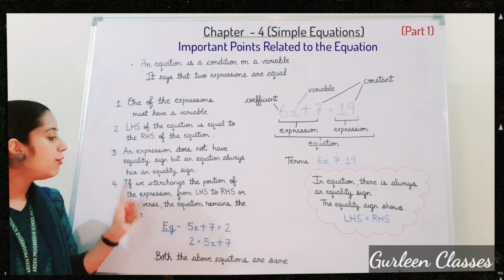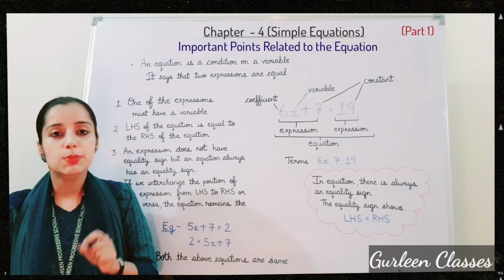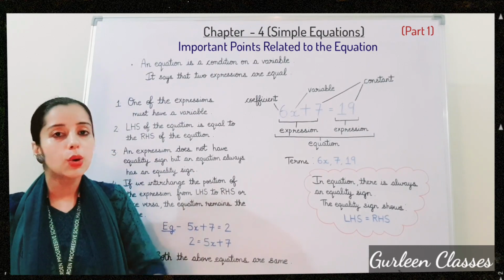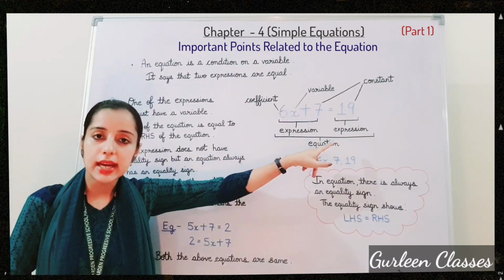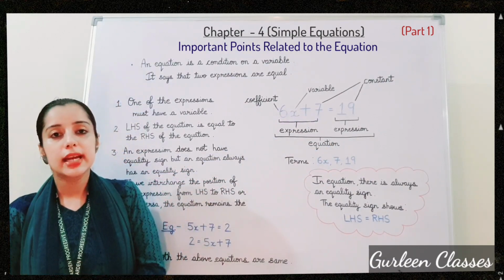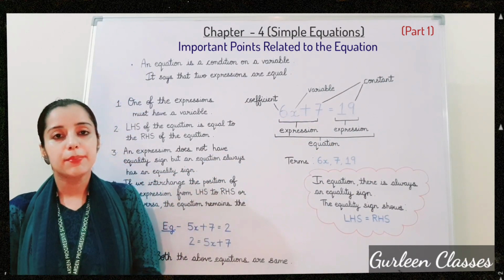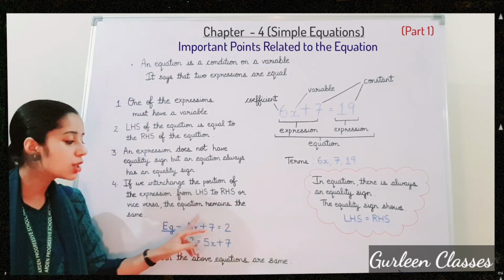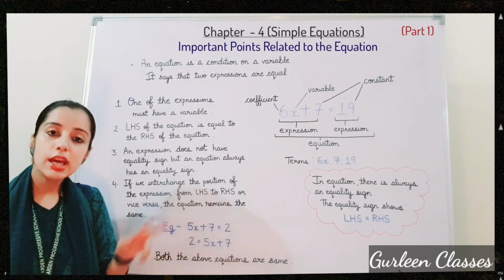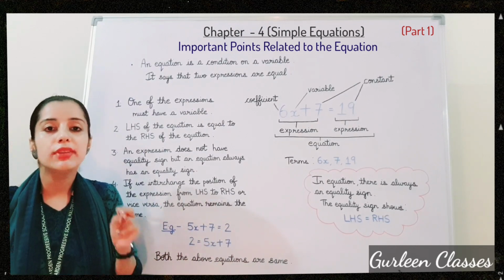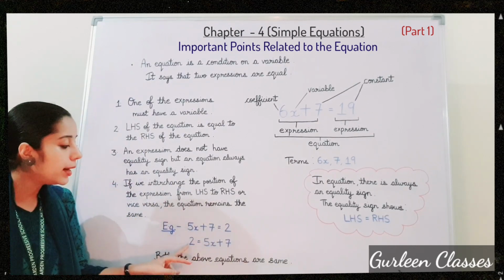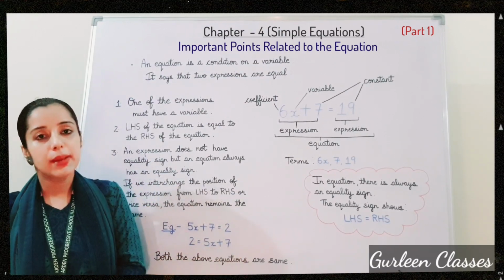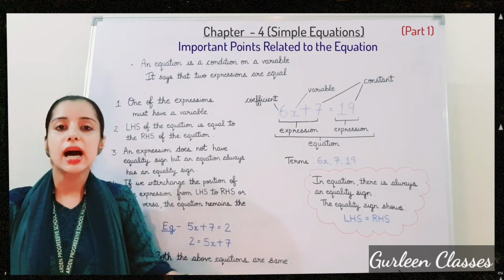Number 4, if we interchange the position of the expressions, अगर आप expressions की position change करते हो from left hand side to right hand side or right hand side to left hand side, the equation remains the same. Example, here we have two expressions, 5x plus 7 and 2. If you interchange the position of these expressions, this will be 2 is equal to 5x plus 7. The equation remains the same. So both the above equations are the same.